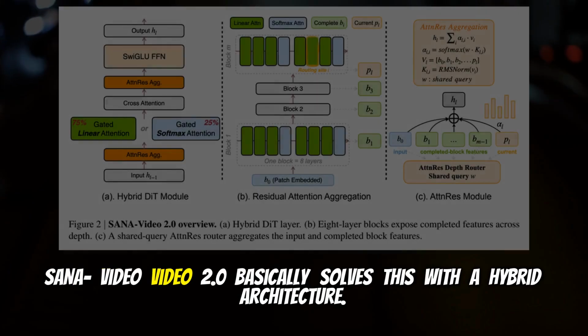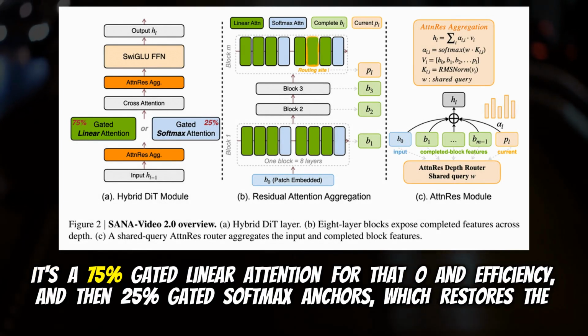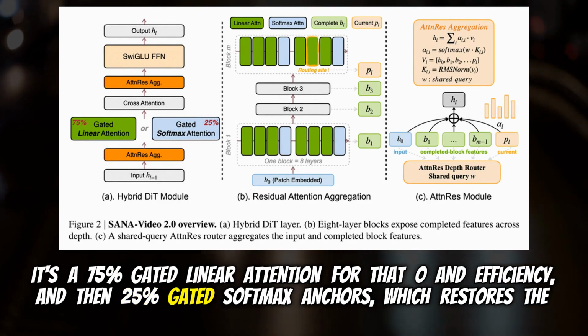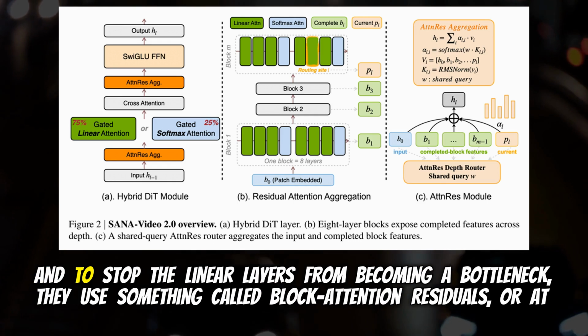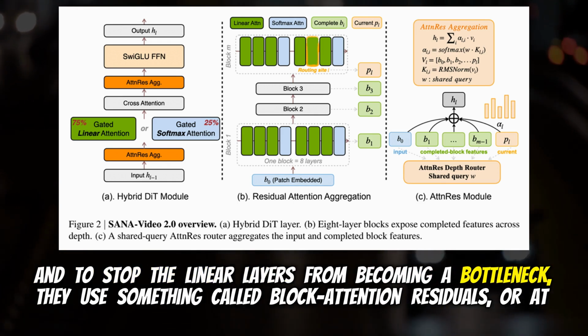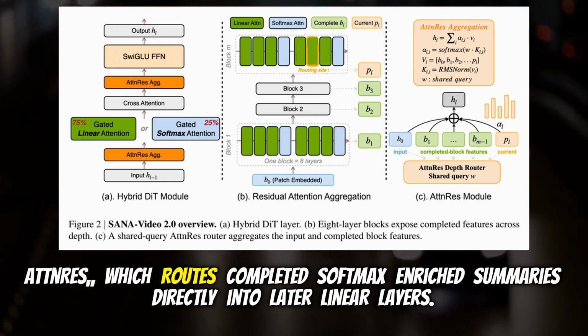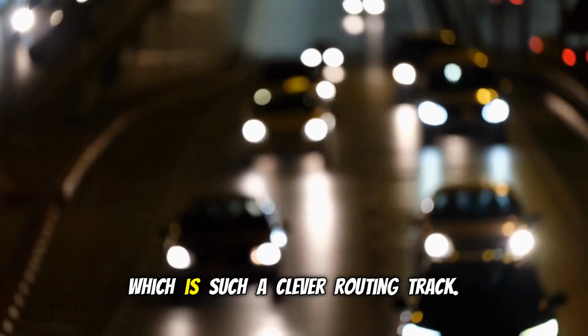Exactly. So Sana Video 2.0 basically solves this with a hybrid architecture. It's 75% gated linear attention for that order n efficiency, and then 25% gated softmax anchors, which restores the full rank token interactions. And to stop the linear layers from becoming a bottleneck, they use something called Block Attention Residuals, or AttnRes, which routes completed softmax-enriched summaries directly into later linear layers. Which is such a clever routing trick.